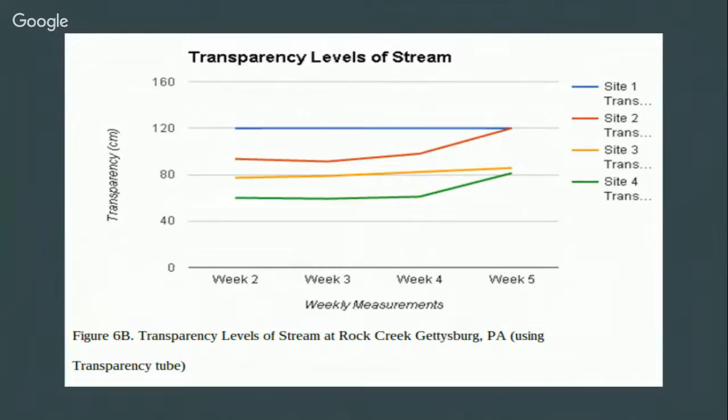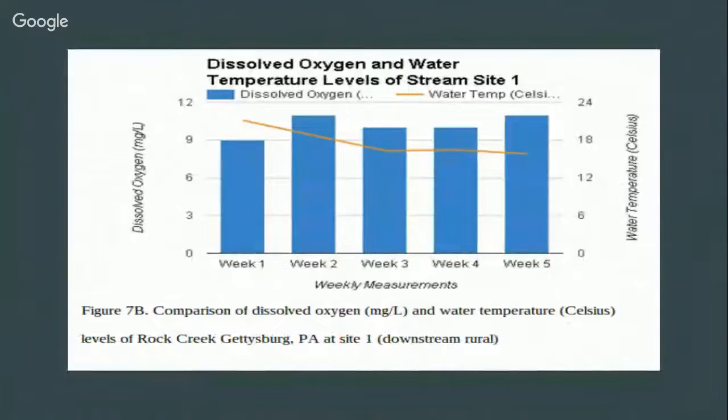This graph shows the transparency levels of Rock Creek using the transparency tube. Transparency levels slightly increased as well. This comparison graph shows dissolved oxygen and water temperature of Site 1.